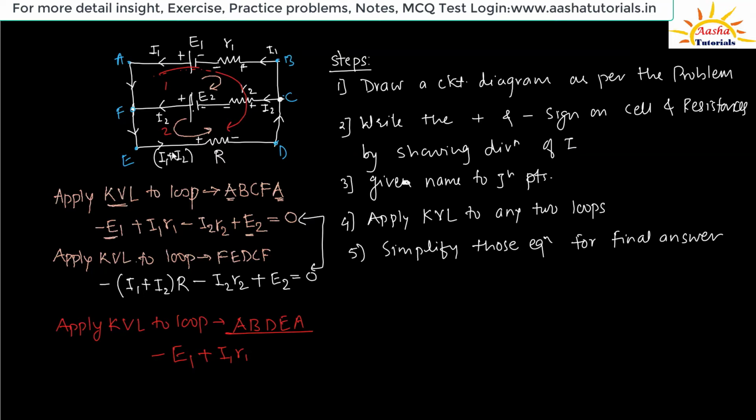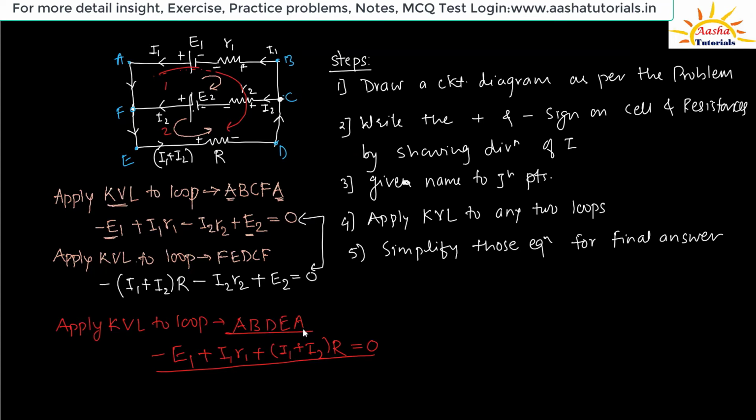Then D to E, as I trace minus to plus, I can write plus. Current flowing through this capital R is I1 plus I2, so let me write I1 plus I2, and its resistance is capital R. E to A, nothing is there. So the loop is over, which means it is equal to 0. So again we get a third equation by using KVL to loop A, B, D, E, A.